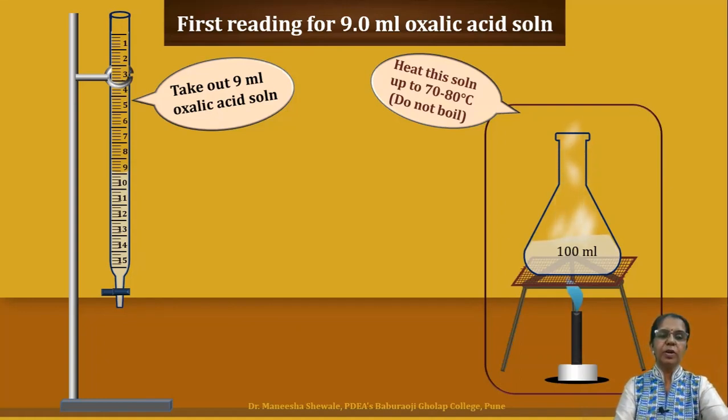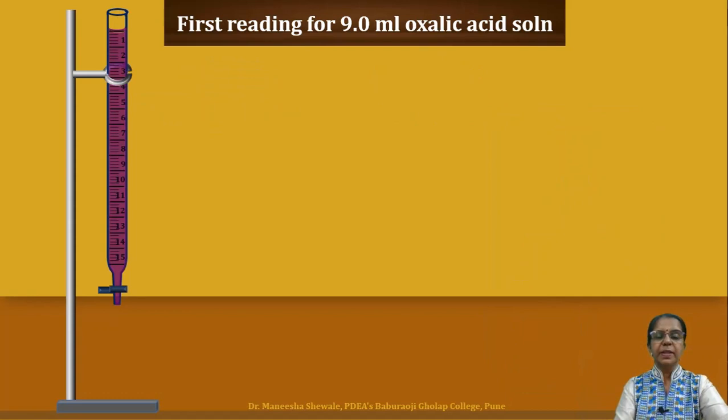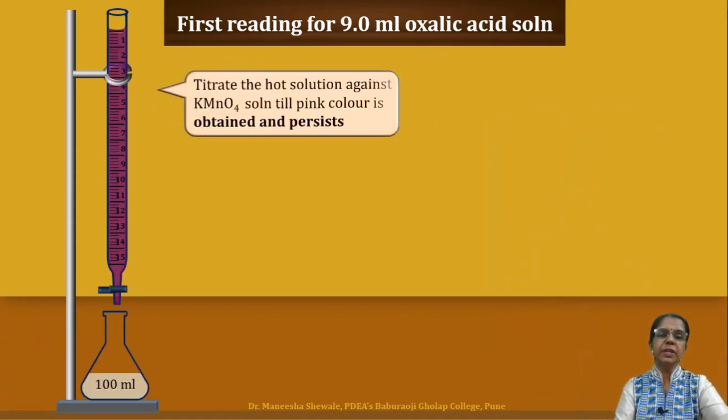Now slowly we observe the water vapors rising up. And after some time, the water vapors will condense near the mouth of this conical flask, which is cooler. This indicates that the temperature is about 70 to 80 degrees. So now we can stop the heating. Now it is important that we are not supposed to boil the solution. Now this hot solution is used for the titration.